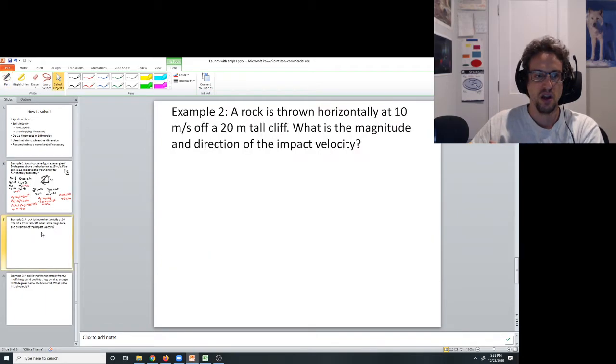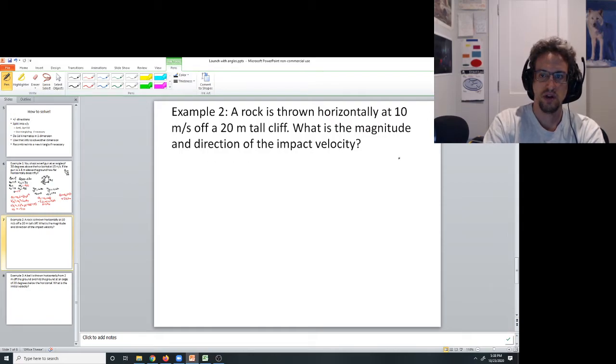Okay? All right. Now we've got a rock is thrown horizontally at 10 meters per second off a 20 meter tall cliff, and I want to know what the magnitude and direction of the impact velocity is. Okay? So, up is positive y, to the right is positive x. So then we have change in x, change in y, v initial x.